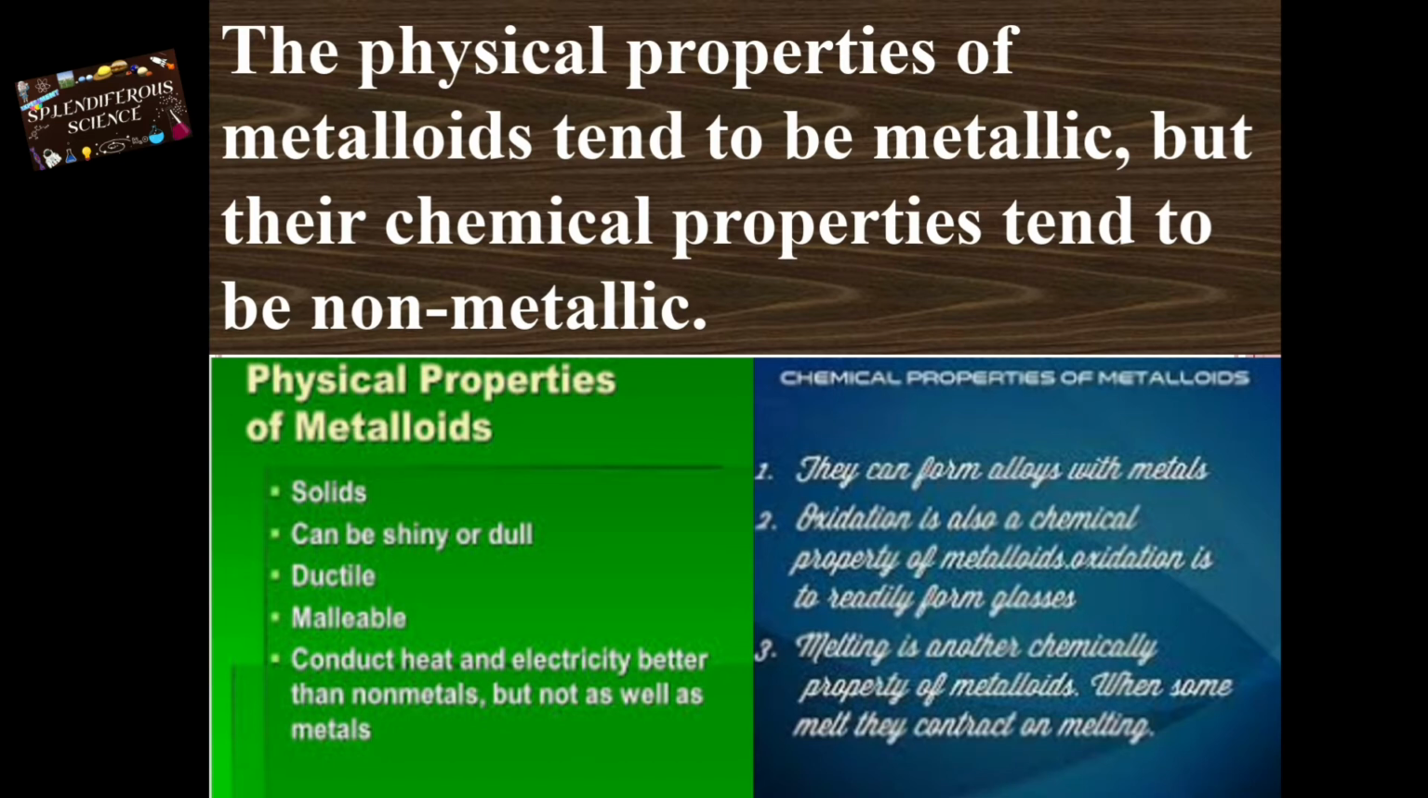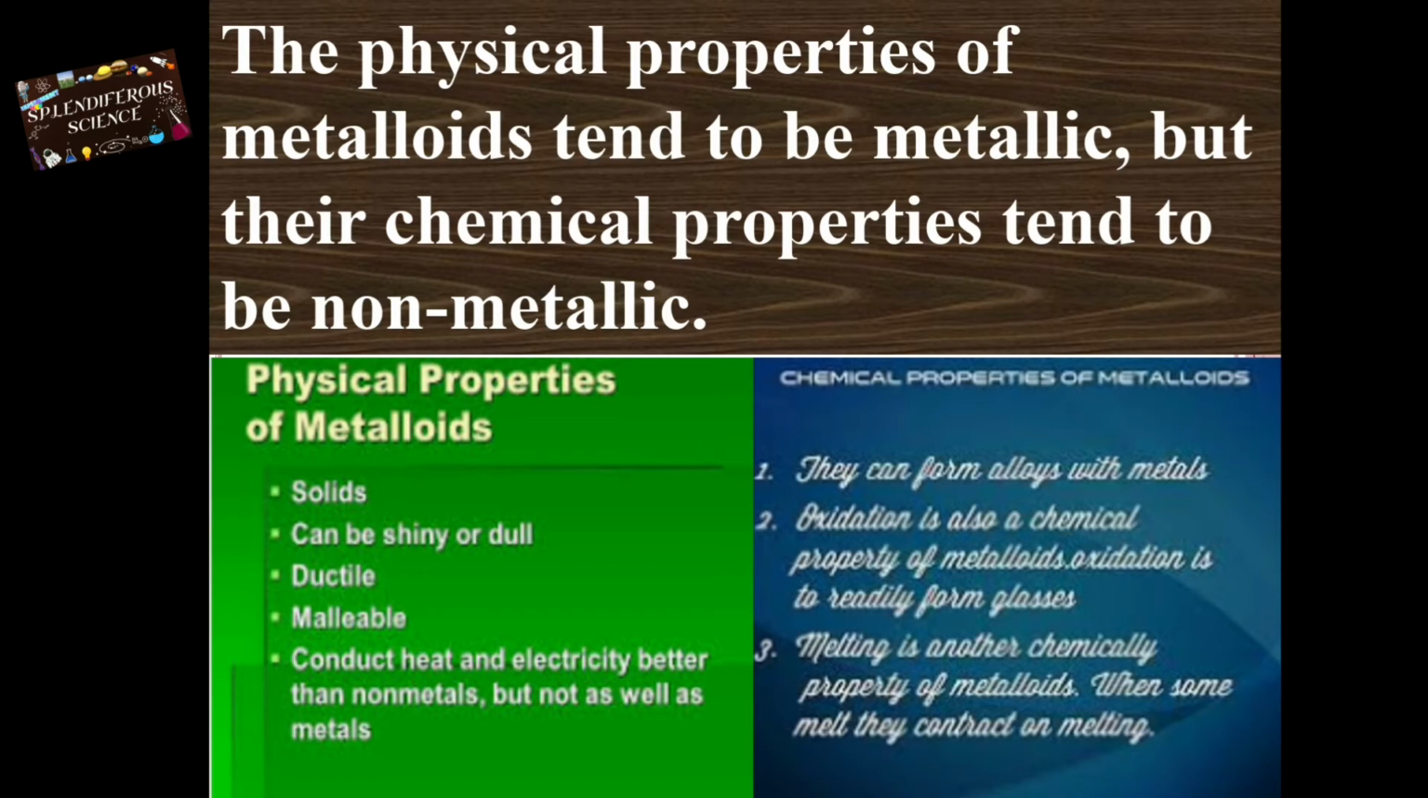What about the chemical properties of metalloids? They can form alloys with metals. Oxidation is also a chemical property of metalloids: they readily form glasses. Melting is another chemical property of metalloids. When some melt, they contract on melting.